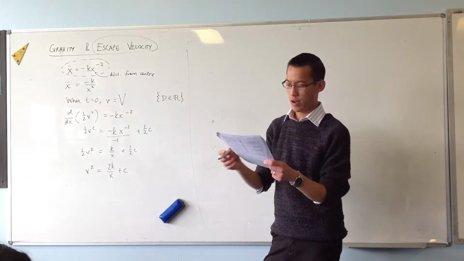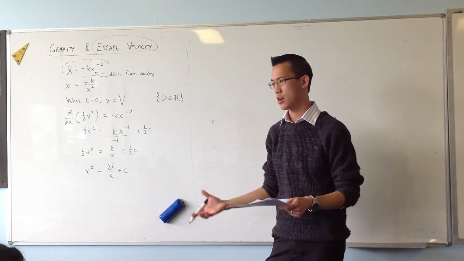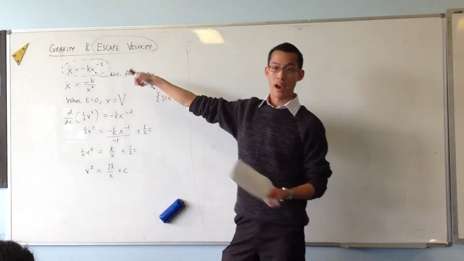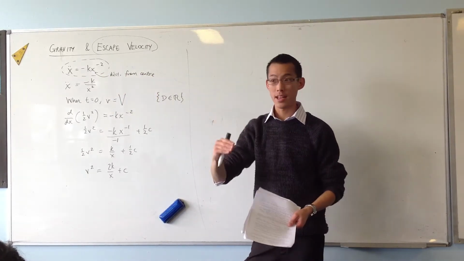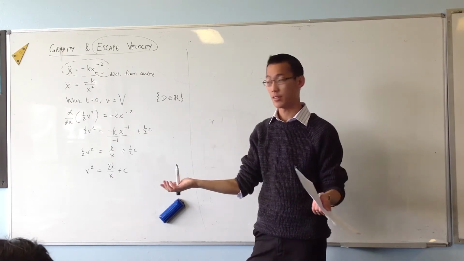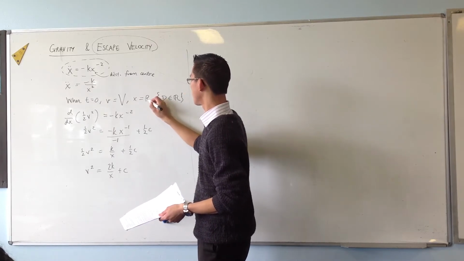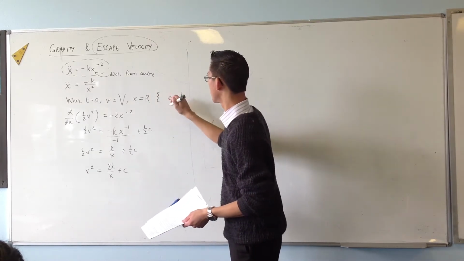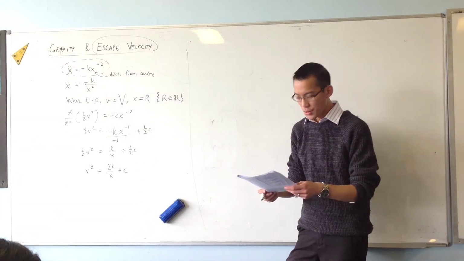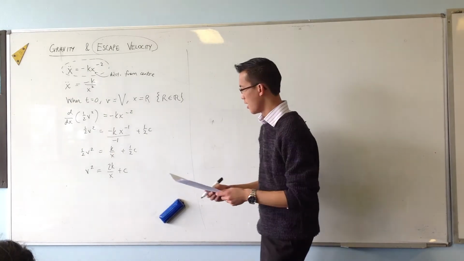And where am I? Well, I'm not distance d. I'm fired from the surface of the Earth, right? And remember that x is the distance from the center. So how far is the surface from the center? Well, they actually tell you there, the radius of the Earth, right? Okay, great.